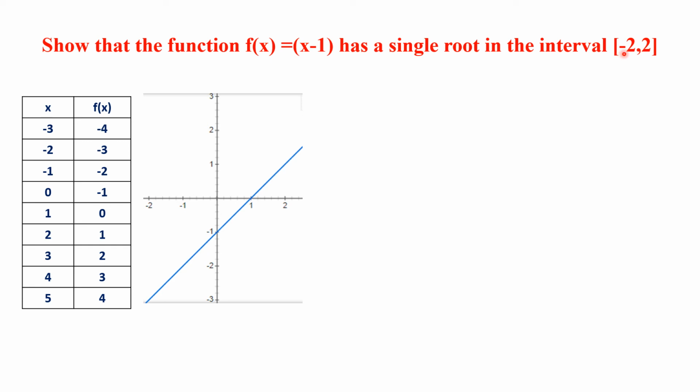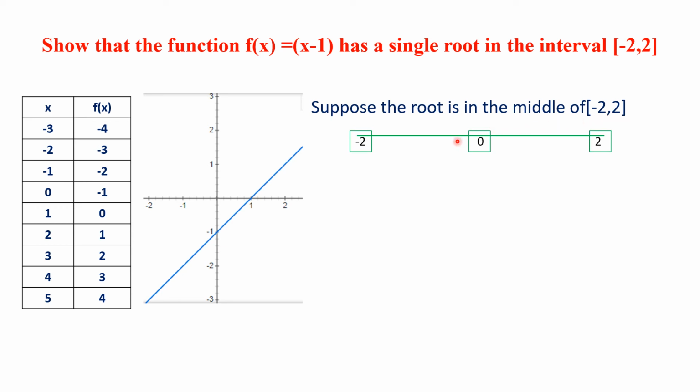So let's go ahead and see if we search the same way between -2 and 2, if we can find the solution. To start with, suppose that the root is in the middle between -2 and 2. So here is an enlarged view. We zoom in. We have -2 and 2 there, and this is 0 in between, and we're looking to see if the root is in the middle.